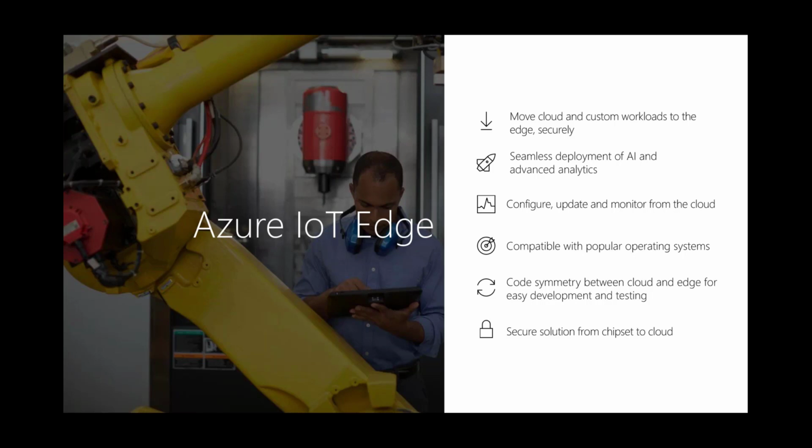Compatible with popular operating systems, so Linux, there is some degree of real-time operating system as well, and Windows 10, of course, or Windows 10 IoT, they're all supported. Code symmetry, so this comes back to that symmetry that I was talking about. You don't want to have to learn how to write code for an IoT device, which may be a sensor, and an IoT Edge device. You want to be able to use the same code and your same skills so that you don't have to get different staff and reskill the staff that you already have.